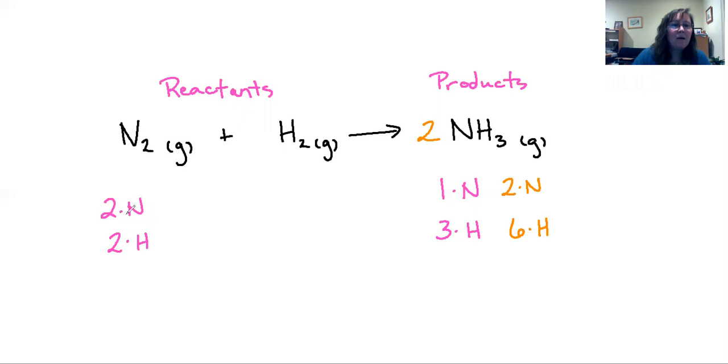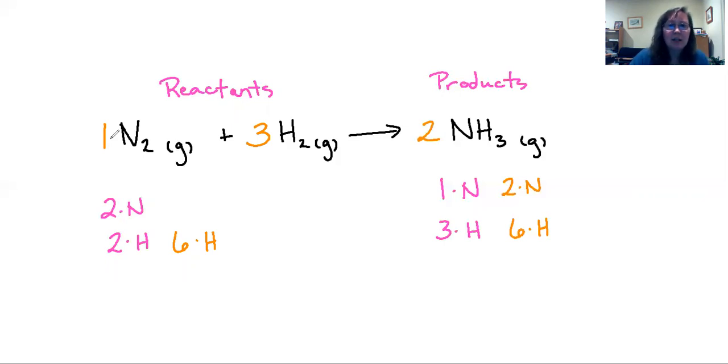Okay, now my nitrogens match, and that's great. So I come down here and I look here and I see that I have 2 hydrogens and 6 hydrogens. So I need 6 hydrogens on my reactant side. So if I put a 3 in front of my H2 here, that means that I have 3 times 2, or 6 hydrogens. And now I can see that my elements match. I'm going to put a 1 here just because I like to see that. That means to me that I didn't miss anything. I didn't forget to balance it. I know exactly how I balanced it.